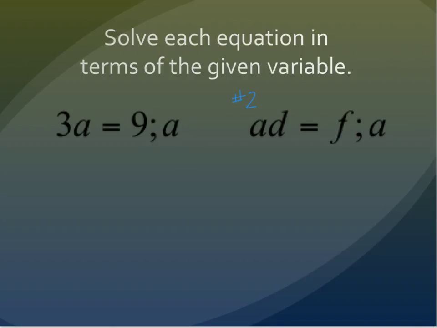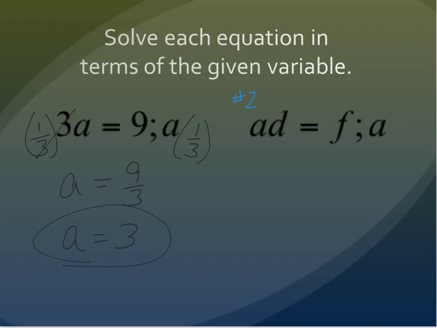Well, if you look at this, it's fairly easy to do. This is 3 times a. 3 times a multiplied by 1/3 or divide by 3. What I do to one side, I must do to the other. The 3's cancel. So a equals 9/3. So a equals 3.